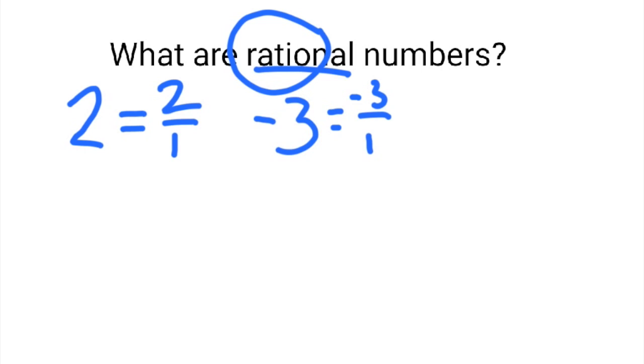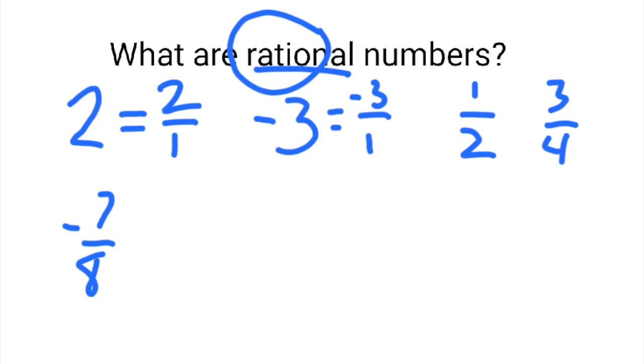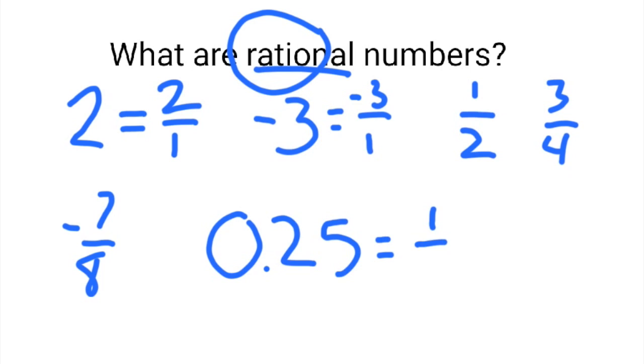Obviously, all the fractions that you've studied before are also rational numbers, like 1/2, 3/4, negative 7/8. These are all rational numbers. Even decimals can be rational numbers because you know that a quarter can be written both as 25 hundredths and 1/4. So these are all rational numbers.